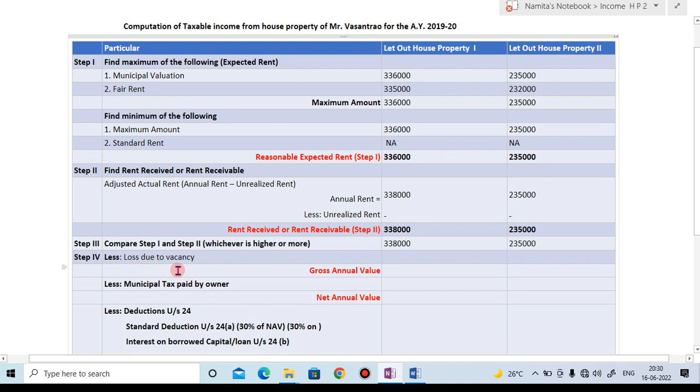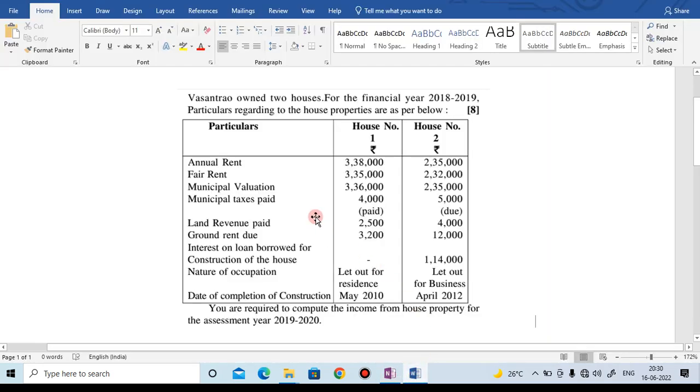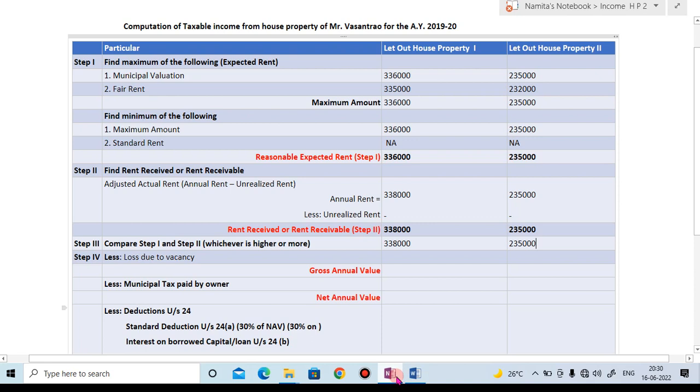Now from step number 3, we have to less the loss due to vacancy. This loss due to vacancy is step 4. Now check whether there are any losses due to vacancy in the question. Can you find any losses mentioned in this question? No. Okay, so step number 4, that is less loss due to vacancy, there are no losses due to vacancy, hence it is not applicable.